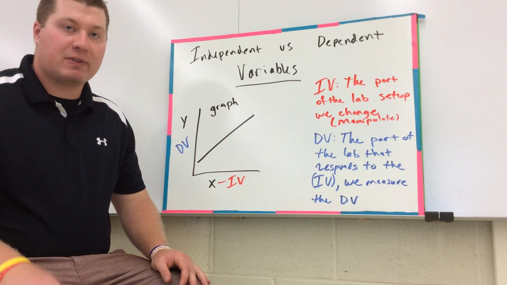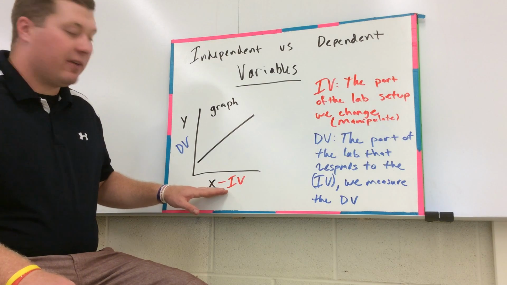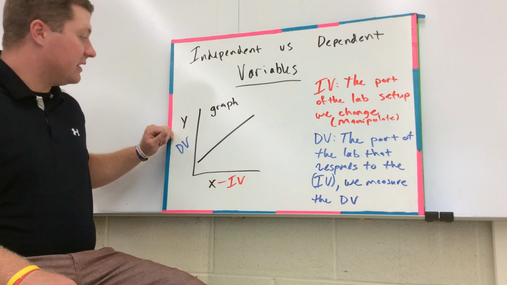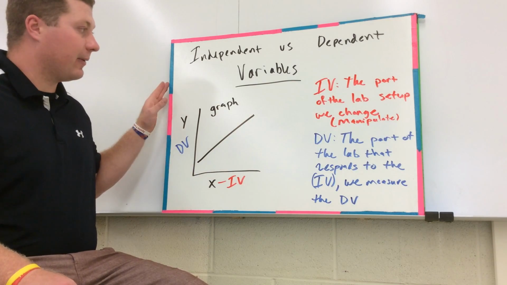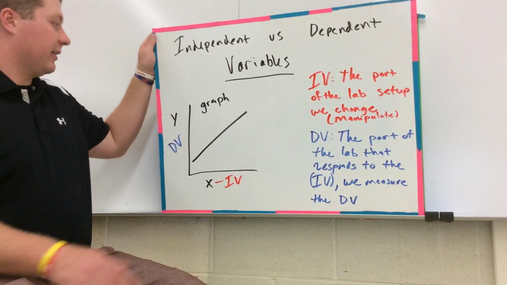Generally, when we make graphs, we use the independent variable on the x-axis and the dependent variable on the y-axis, and we plot our data or information there. I'm going to do an example here.